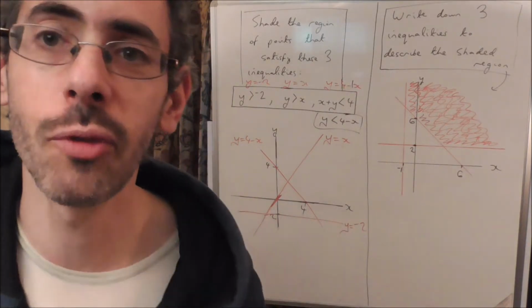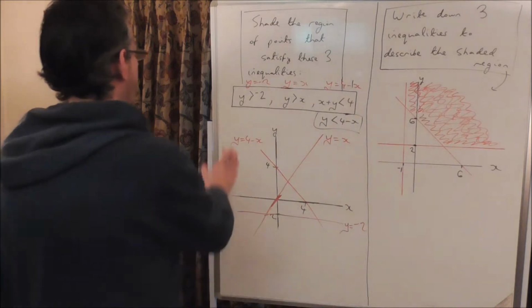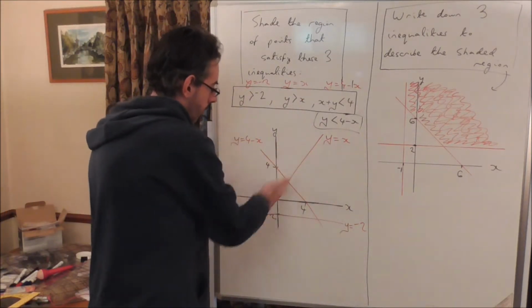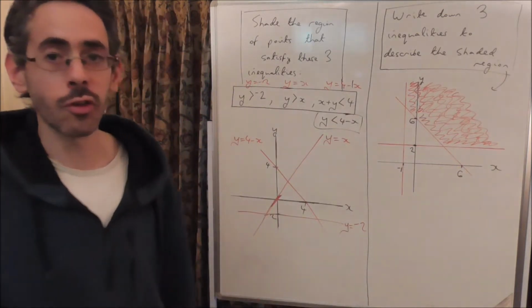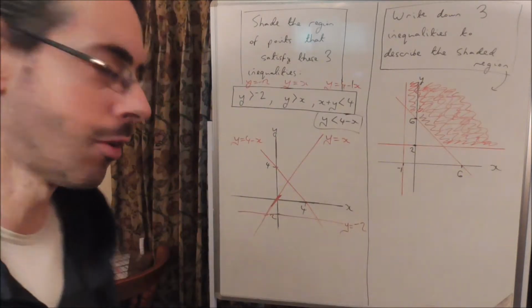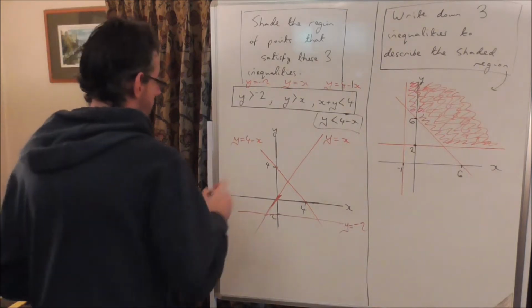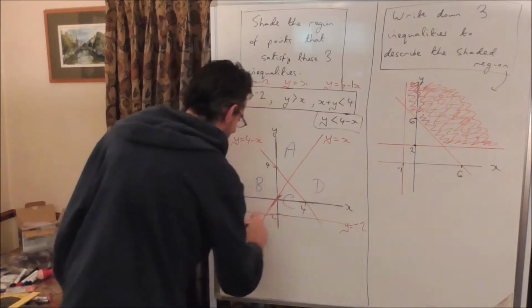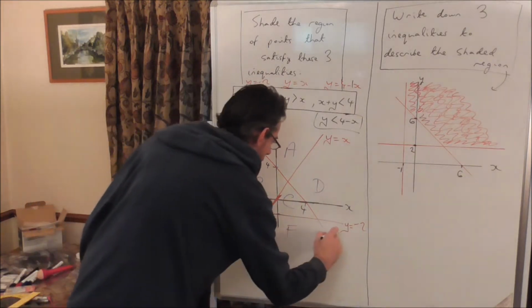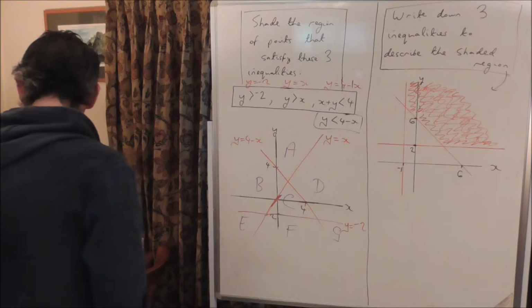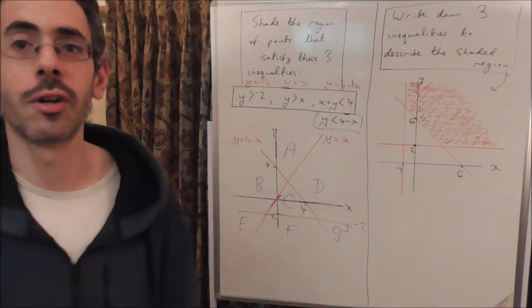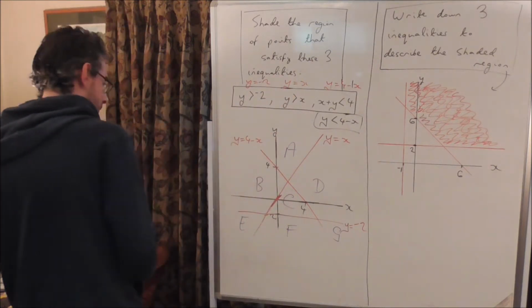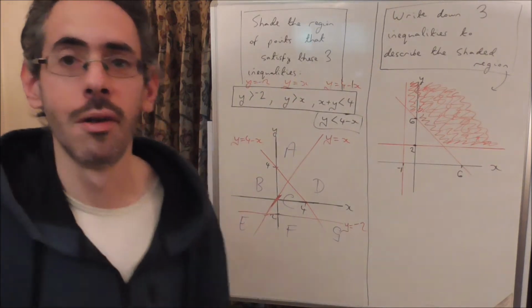Right, so now we've got to shade the correct region that satisfies all three of these inequalities. Notice the boundary lines, they split the grid into lots of separate regions. So just to help, I'll label those regions with letters, just so we can see them. So we've got this region here, I'll call it A, B, this region here C, D, E, F and G. And we've got to decide which of those 7 regions satisfies all three inequalities. So maybe we can eliminate some as we go along.